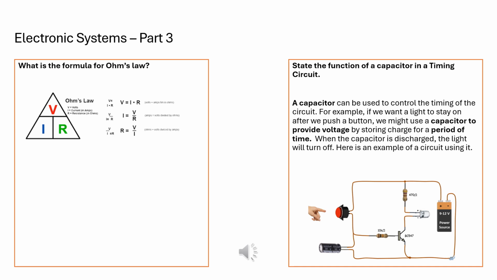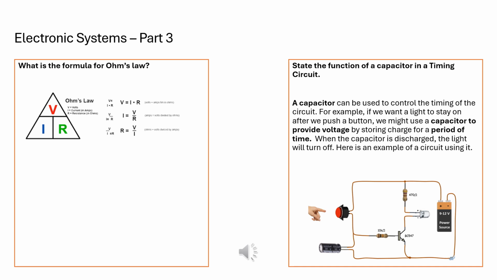So if you look on the left here, we have the triangle, which you may remember from some of your lessons, but this is how we work out Ohm's law, however you wish to pronounce it. Current multiplied by resistance will give you the voltage. Voltage divided by the resistance will give you the current. Resistance is voltage divided by current. So you can use this triangle to help you in your questions.